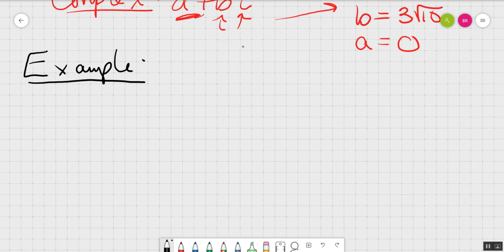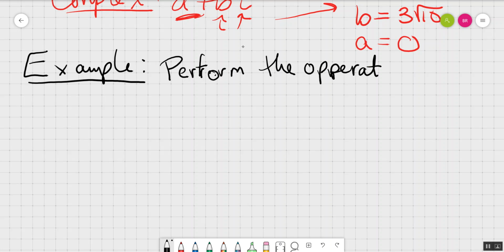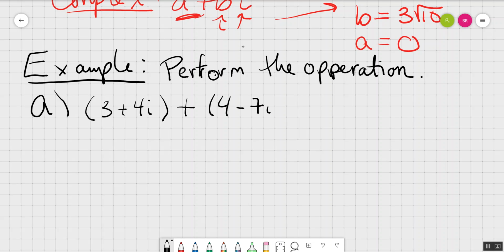So hopefully you remember this kind of stuff. Perform the operation. I missed the F. And the O. And the R. It always sounds so, like, medicinal. Perform the operation. What am I doing? I'm going to add. So I'm going to take 3 plus 4i, and I'm going to add to it 4 minus 7i. Gotta make my i's more big so they're noticeable.